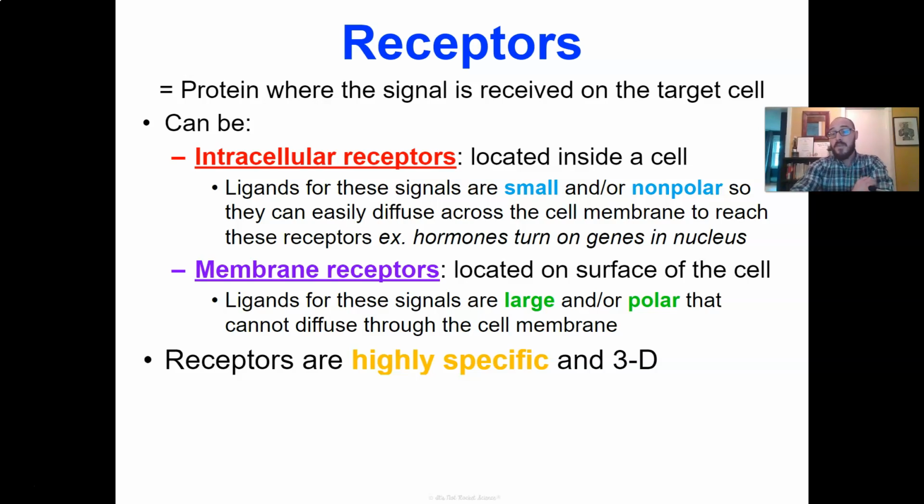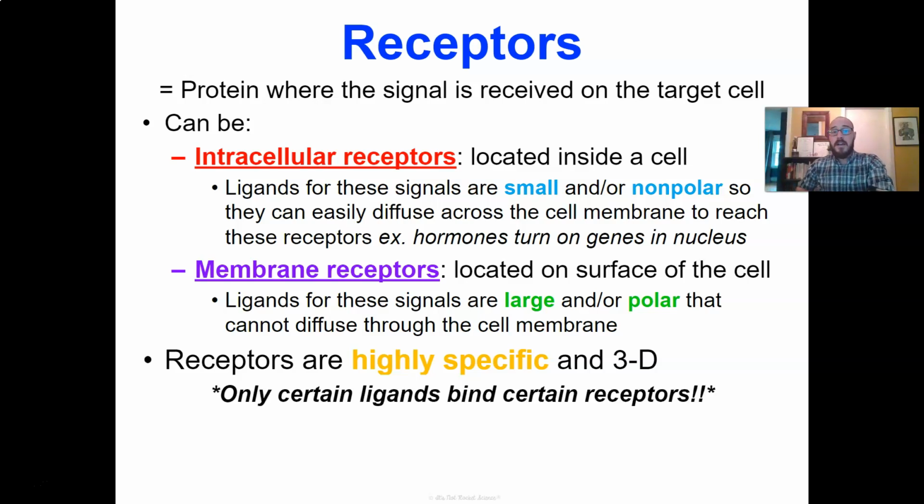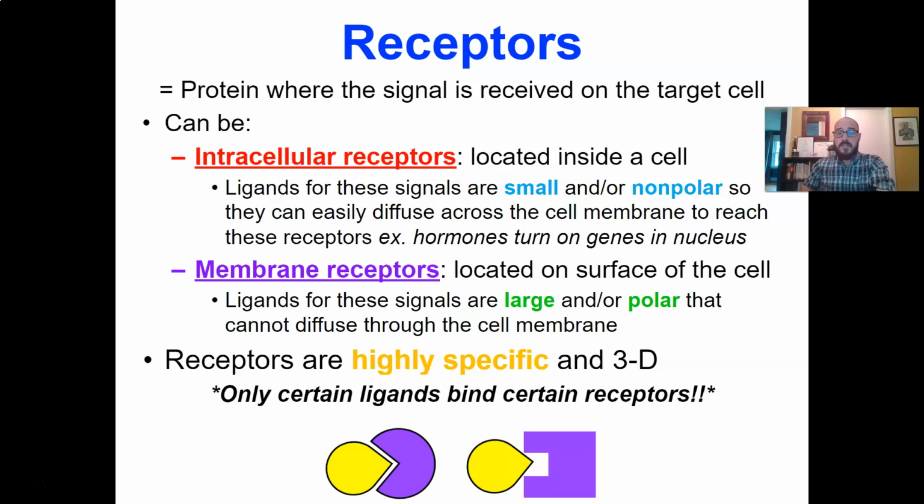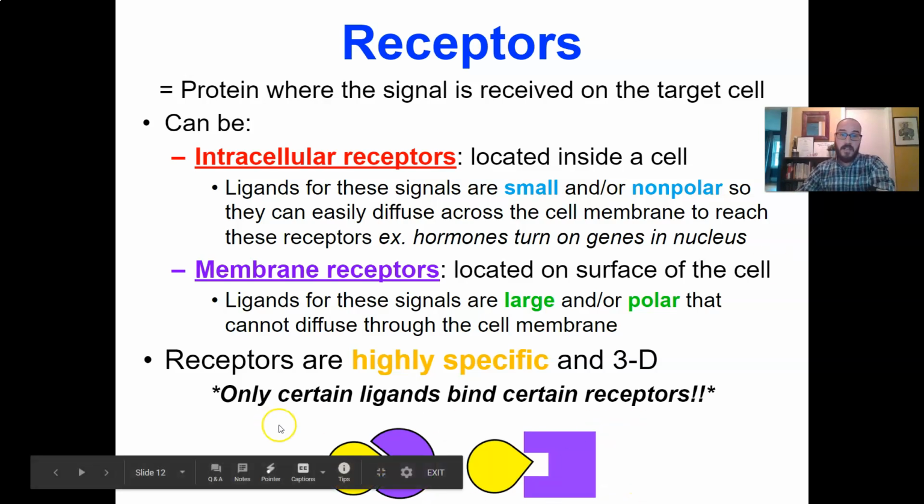The other thing is that receptors, like all proteins, have a highly specific shape. So only certain ligands can bind to certain receptors. If the receptor could be triggered by any old molecule, the body would have a lot of problems. Here's an example. We have our signal here in yellow, and our receptor has to be able to fit that signal inside of it in order to send this message along. Whereas here, these ones don't work, so you're not going to send that message.